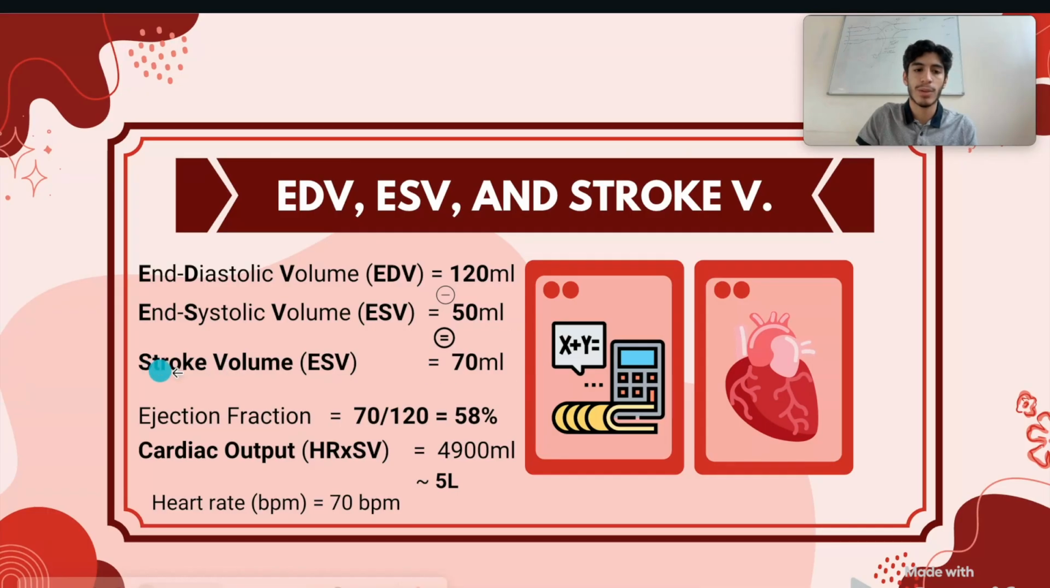We calculated this with the stroke volume. It's 70. So if there's 70 in every beat, and there's 70 beats per minute, 70 times 70 is 4,900 milliliters, which is around 5 liters. You have to know these numbers. The cardiac output is around 5 liters in every person. So there's around 5 liters of blood getting pumped in your body every minute. Okay? And that's basically it.